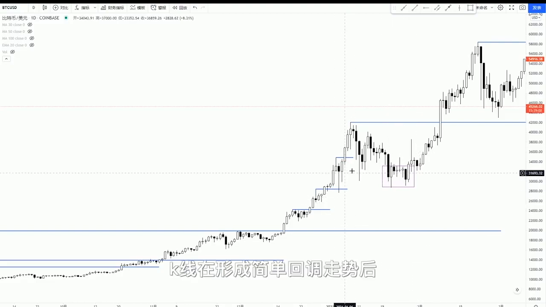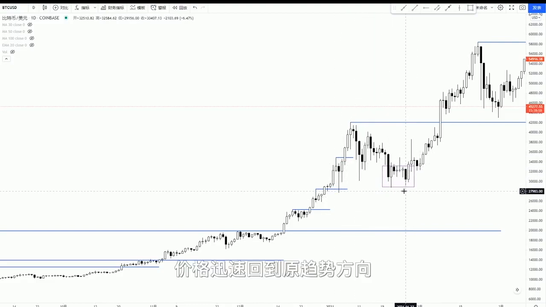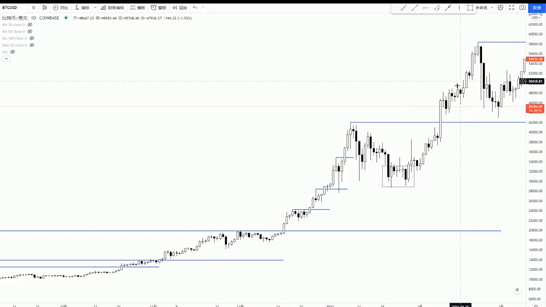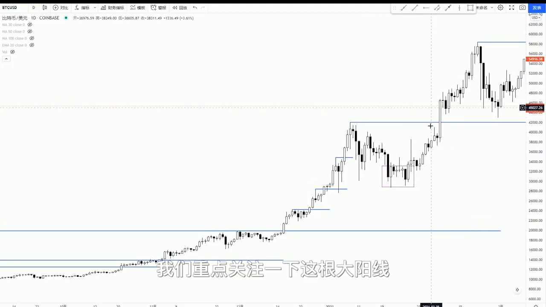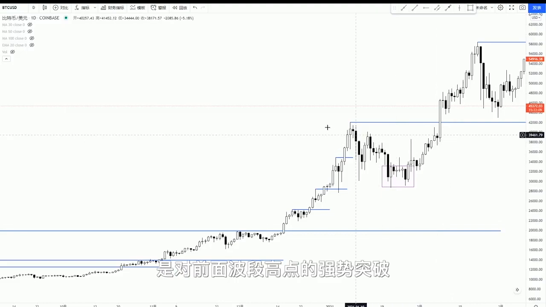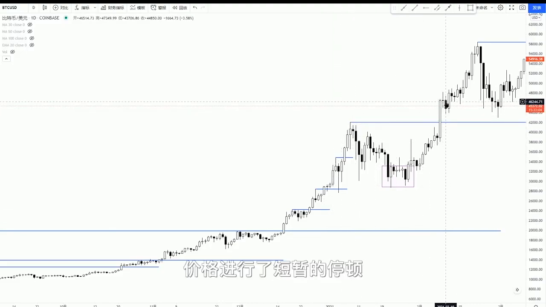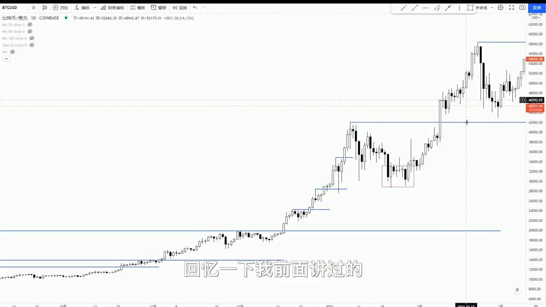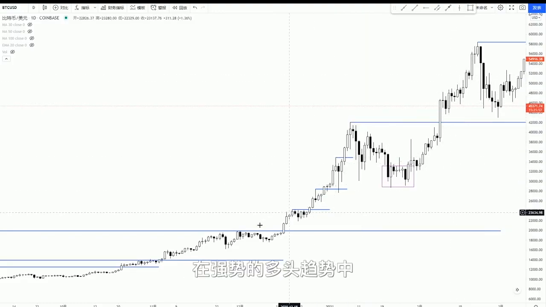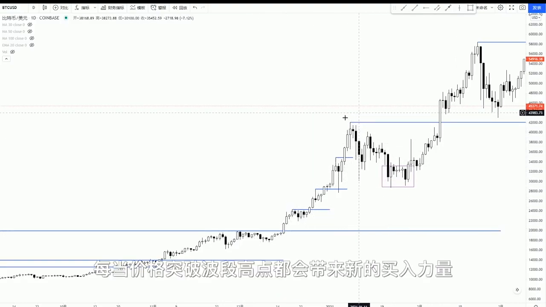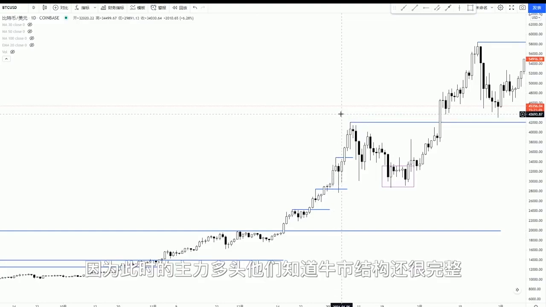Let's focus on this positive line, which is a strong break from the previous band highs. After the breakout, prices take a brief pause before continuing to rise. Every price break above the band high brings new buying power. Why? Because at this time, the main bulls know that the bull market structure is very complete. Every time the band point breaks through, it is a good opportunity to add positions and make money.